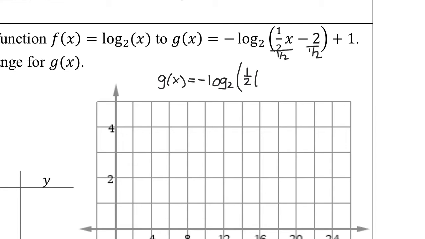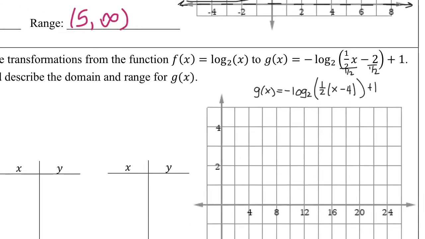That's what comes to the side. So I get x. Now negative 2 divided by 1/2 is negative 4. Then plus 1. So always make sure you're dividing out your b before you start describing transformations.